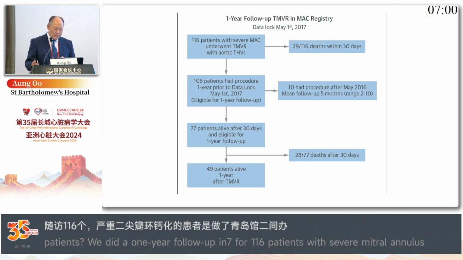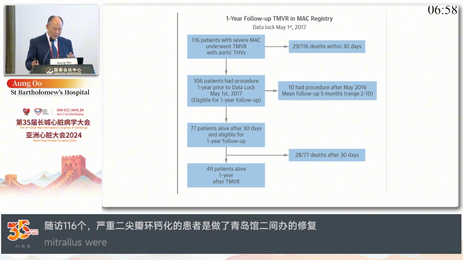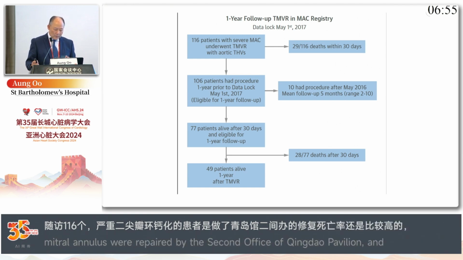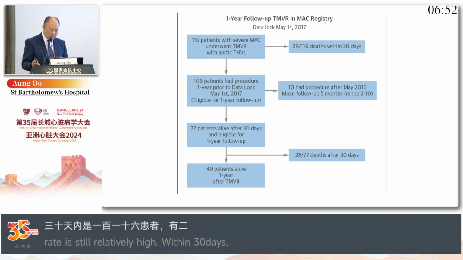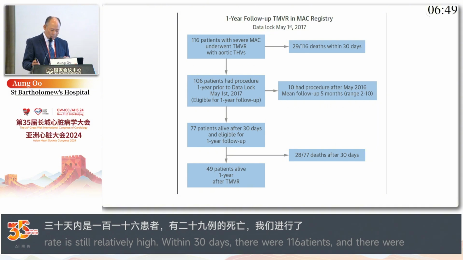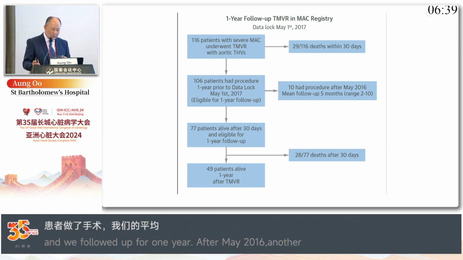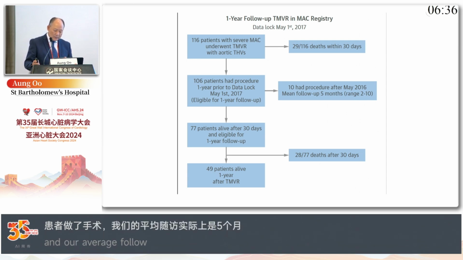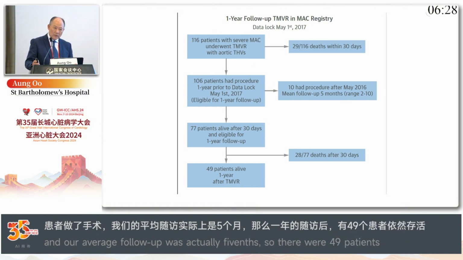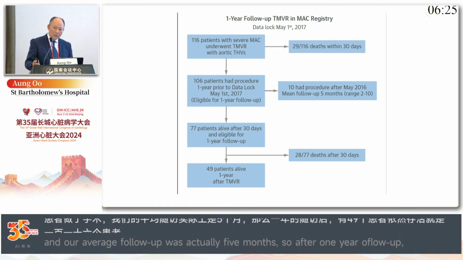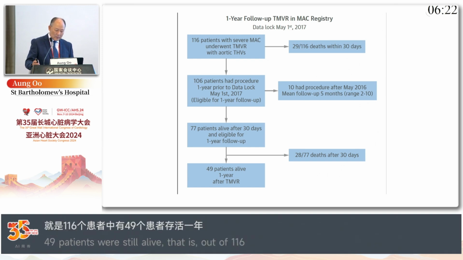Of the 106 patients with one year of follow-up data logged at the time, 10 patients had the procedure beyond that, with a mean follow-up of about 5 months, and 77 patients were alive after 30 days. At 1 year follow-up, 49 patients were alive. So 49 out of 106 patients who had the procedure. Quite a lot of patients, so the mortality is still quite high with this procedure.